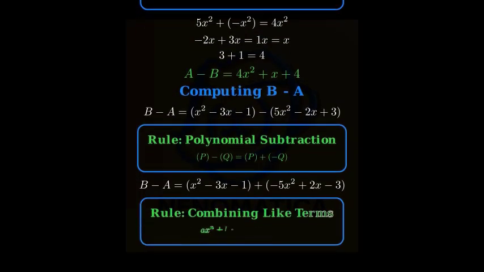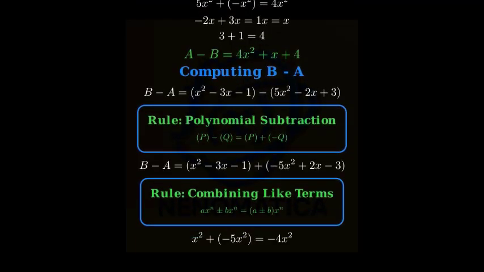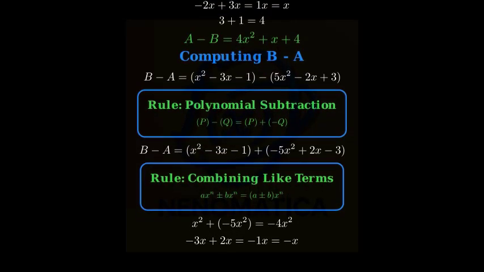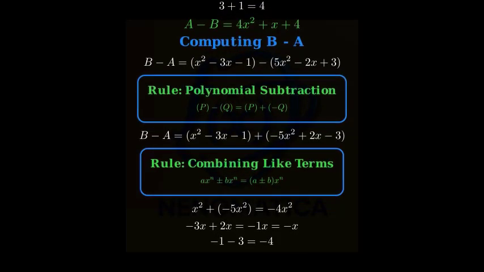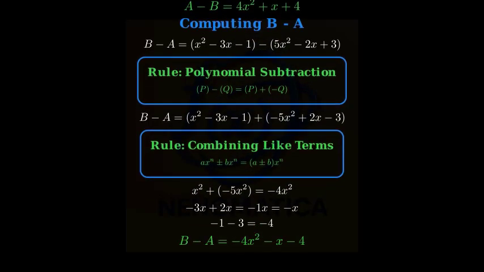Now let's group like terms. For the x squared terms, we have x squared plus negative 5x squared, which equals negative 4x squared. For the x terms, we have negative 3x plus 2x, which equals negative x. For the constants, we have negative 1 minus 3, which equals negative 4. Therefore, b minus a equals negative 4x squared minus x minus 4. Let's observe an interesting relationship between a minus b and b minus a.